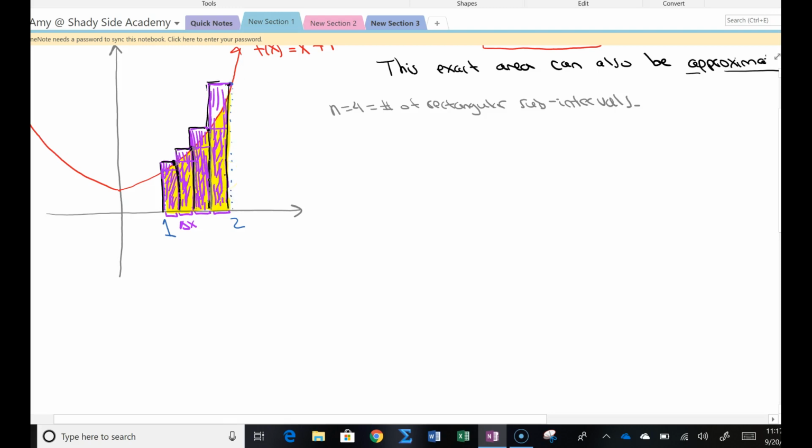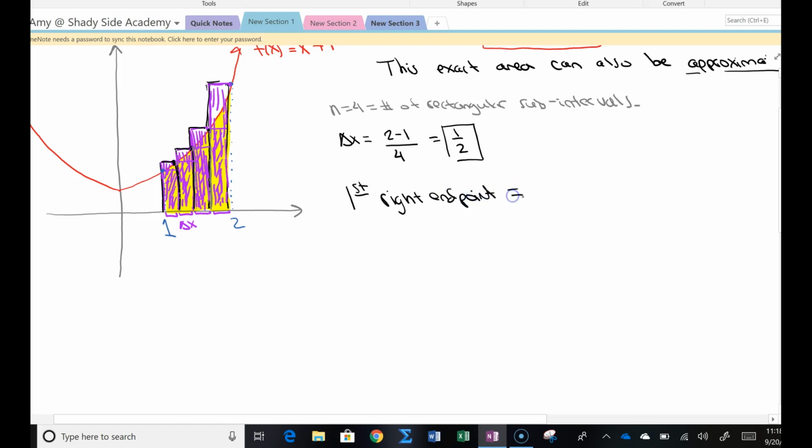Well, I chose 4 rectangles, and delta x is the width of each rectangle, and delta x is constant through each subinterval. So really, I could say delta x just equals the entire interval of integration, 2 minus 1, divided by the number of rectangles I chose, which was 4. That means delta x just equals 1/2. And I know you probably could have figured that out on your own, just by eyeballing it.